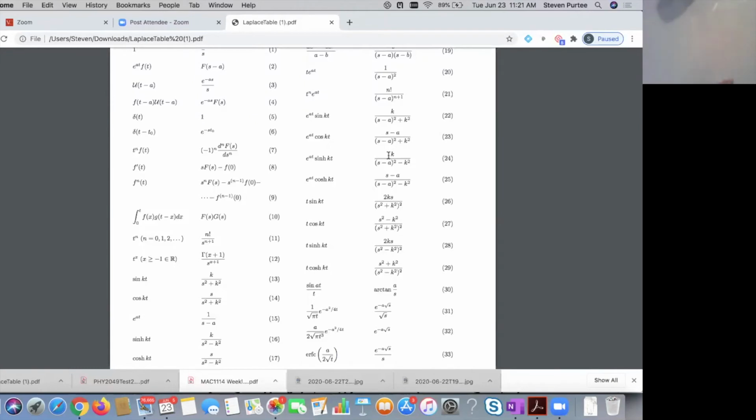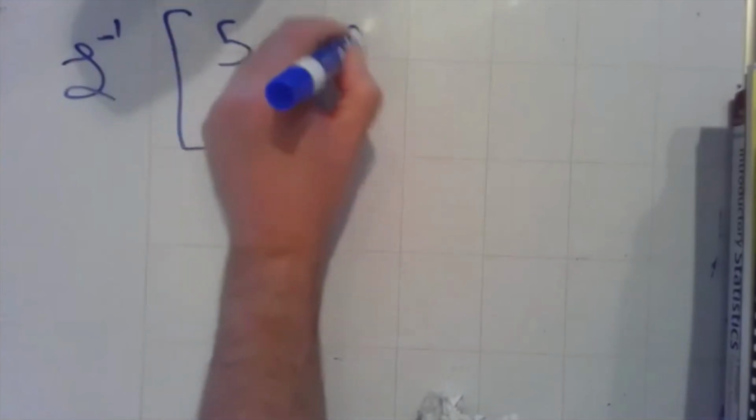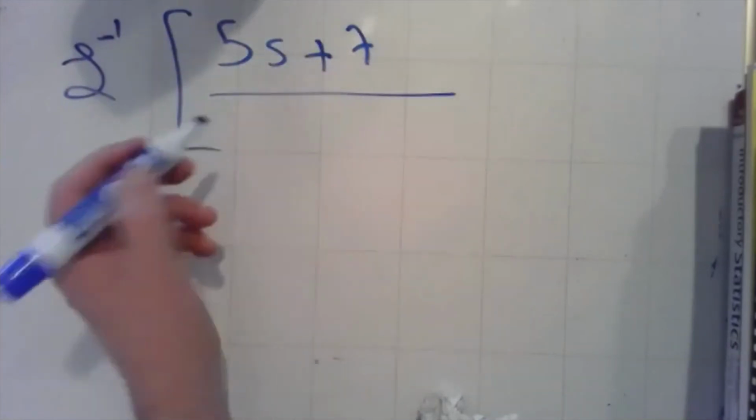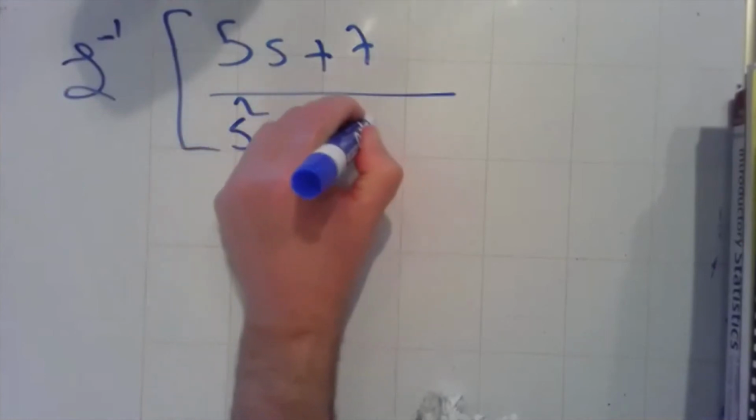Sometimes you've got to split stuff up and have a sine term and a cosine term. Anytime you've got, say, a linear factor on top, if we wanted the inverse Laplace transform of, I don't know, 5s plus 7 over some quadratic down here, s squared plus 10s plus 12.